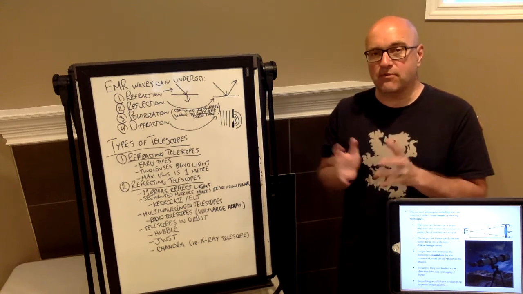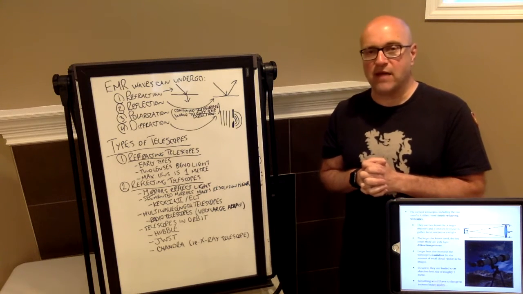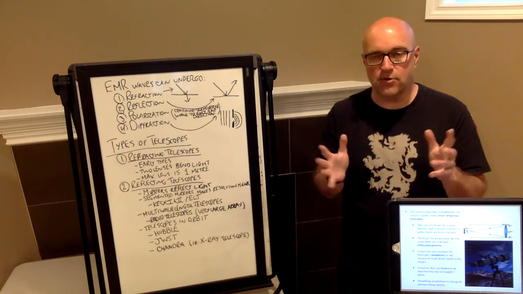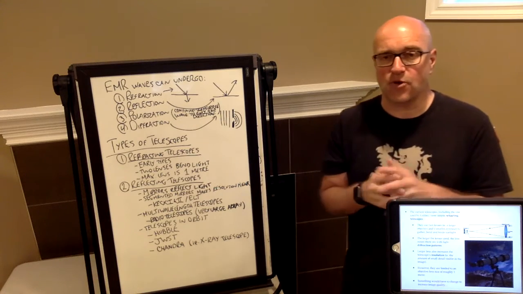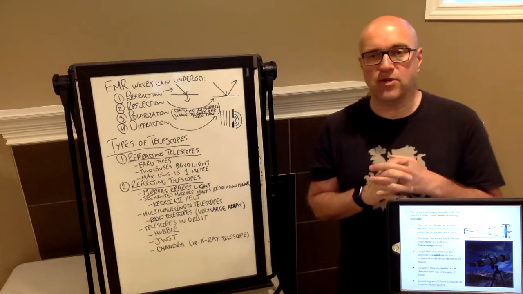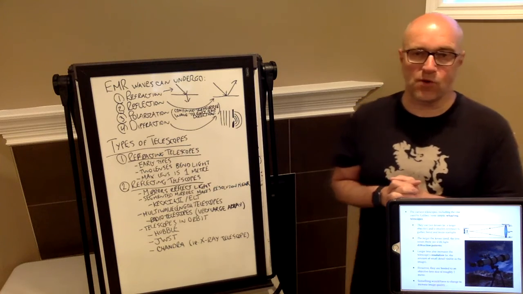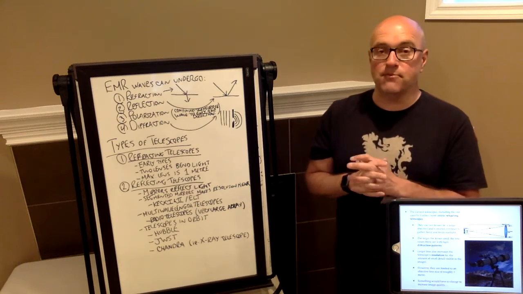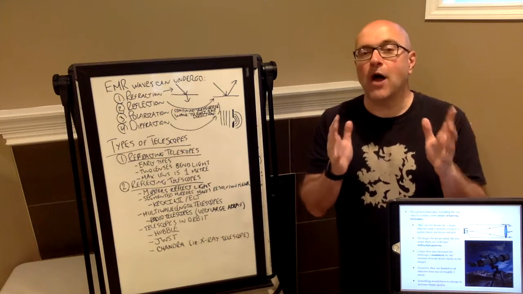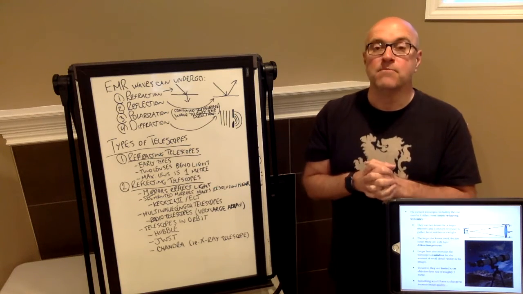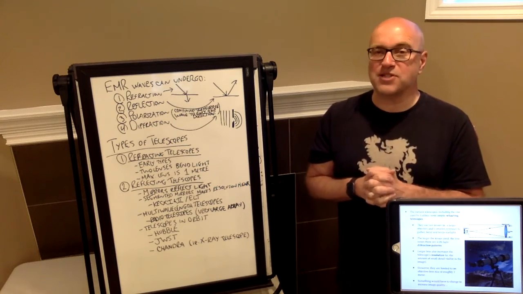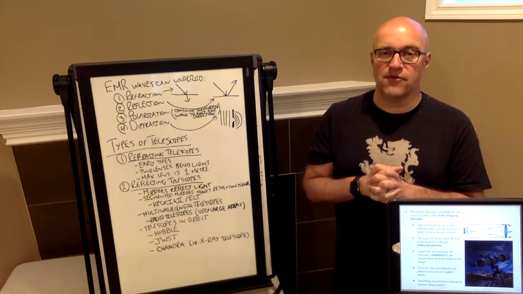There are limits to refracting telescopes, and that's why they are generally not used. You can still buy refracting telescopes, but pretty much all the major telescopes used in the world today are not refracting telescopes. The reason why is that you are essentially limited by the size of your objective lens.